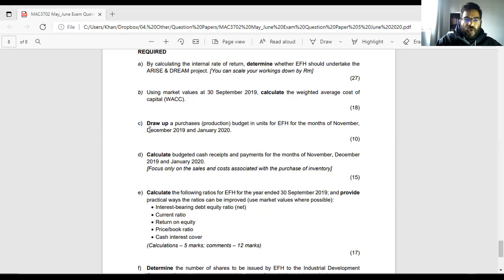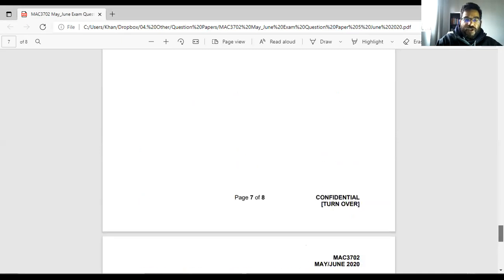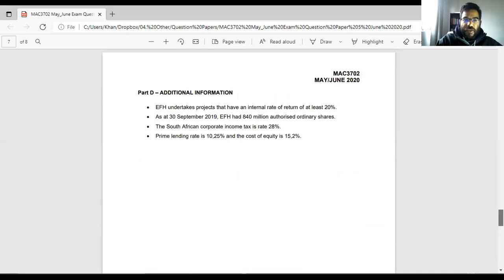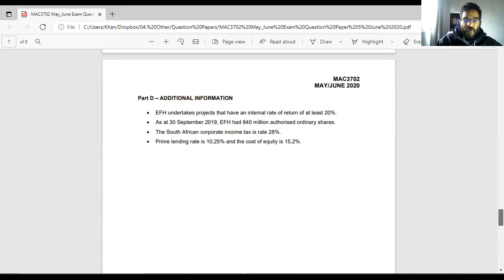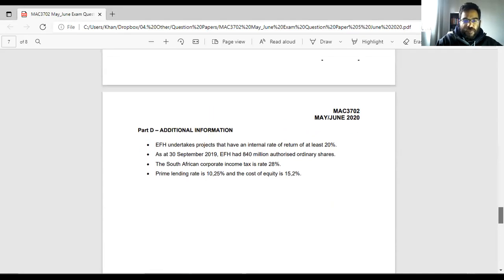Part C says draw up a purchases or production budget in units for EFH for the months of November, December, and January. And then part D says calculate budgeted cash receipts and payments for the months of November, December, and January. Remember, the first one is purchases, but in units, and the other one is cash flows: cash receipts, cash payments.